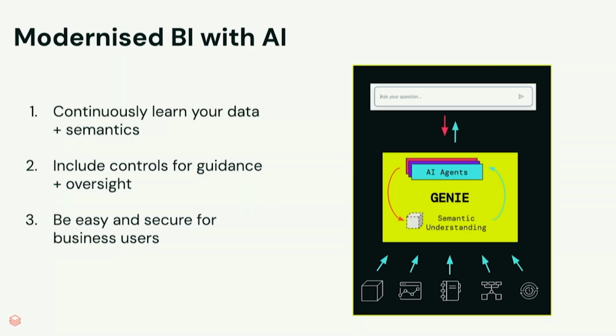Now, when we work with Genie Spaces or AI/BI, think about how you can modernize your BI with the AI. So we spoke about a couple of challenges, including pre-built semantic model, longer time to get into insight. This modernizing BI with AI will help you to build something which is continuously learning from your data, your semantics are up to date, you have good control and guidance and oversight on your data, and at the same time, it is secure.